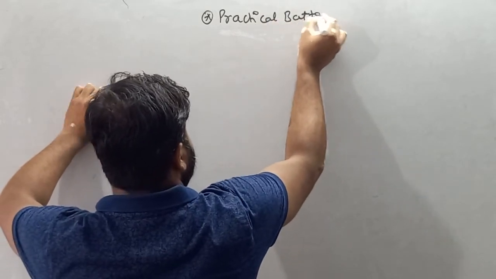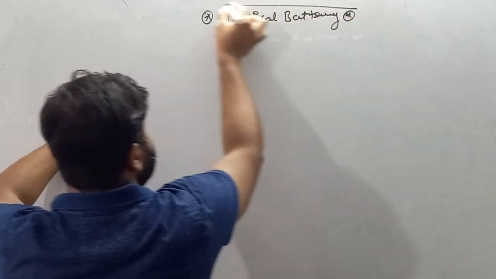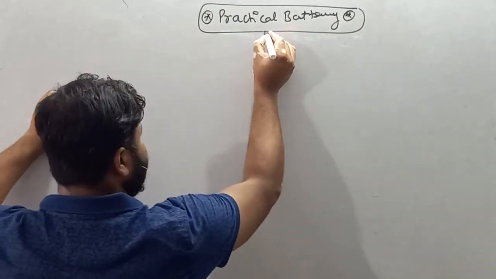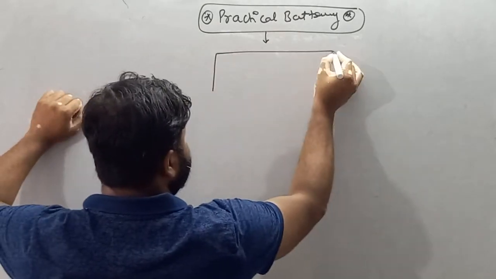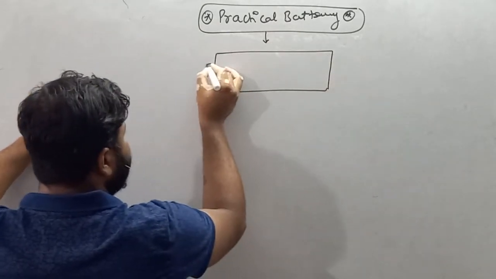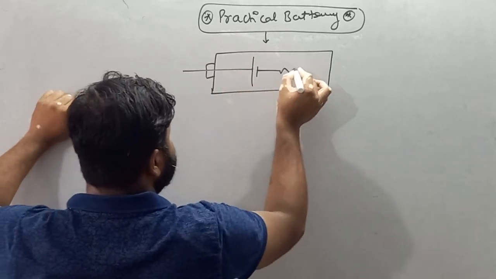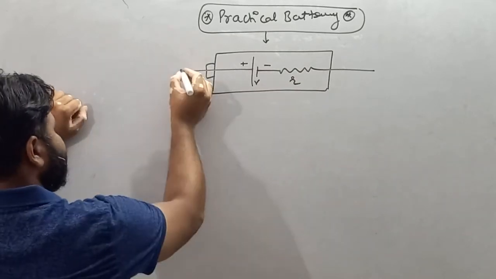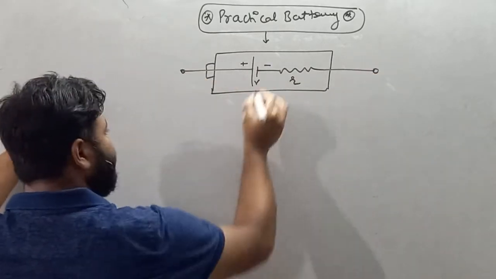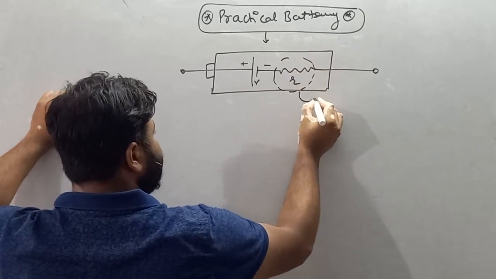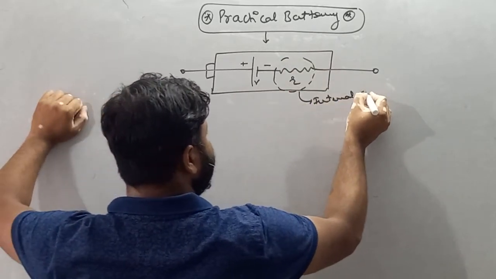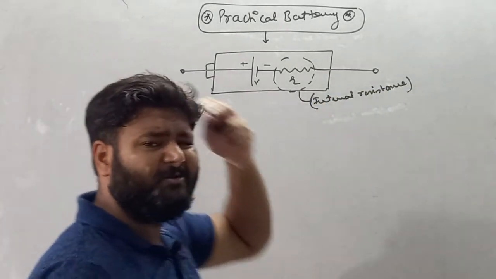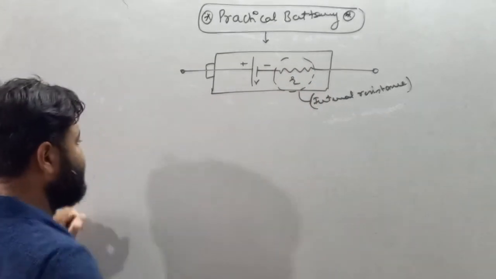practical battery. A practical battery means the battery which will be used by us in any electrical circuit. We know that in a practical battery two things are present. One is the terminals and another is the internal resistance. This is nothing but the internal resistance. And one more thing, remember my dear student, the value of internal resistance is very small, not much value is there for internal resistance.